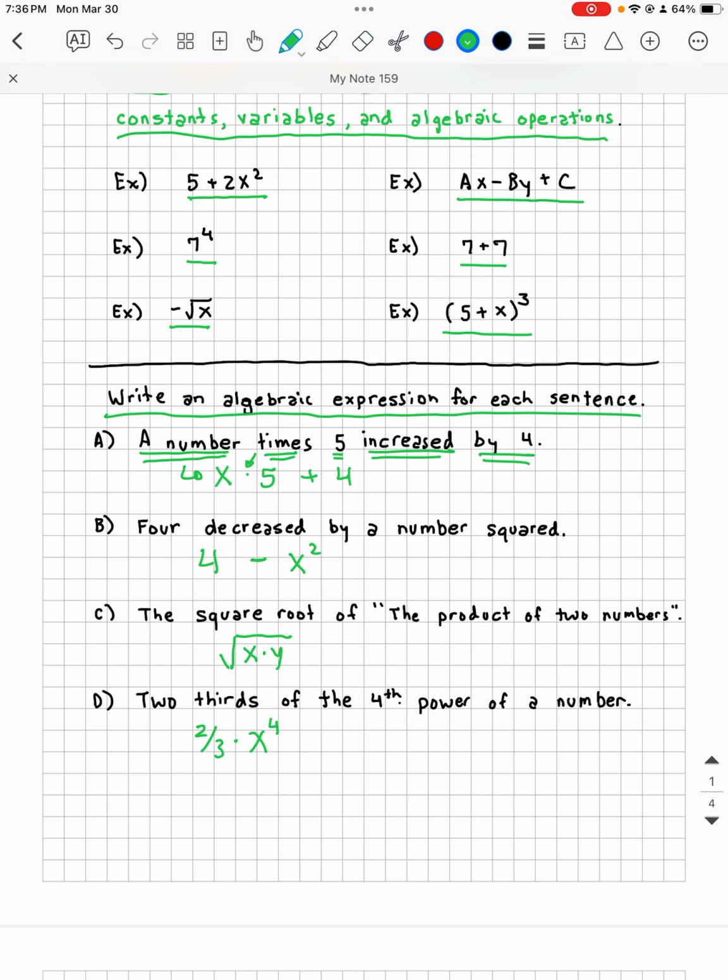Now this right here, be very careful, is not the same thing as 2/3 times x, the whole thing to the 4th power. That's a different expression, and we'll save that for a little bit later on, and hopefully, have you figure out how to actually write something like that.